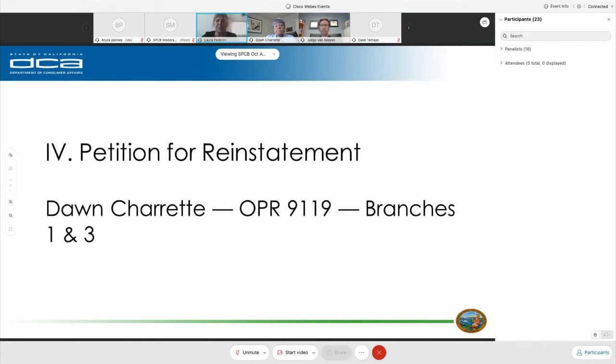That's pursuant to Government Code 11522. I would first like to mark for identification and offer into evidence as Exhibit 1, the original petition packet with the accompanying documents.